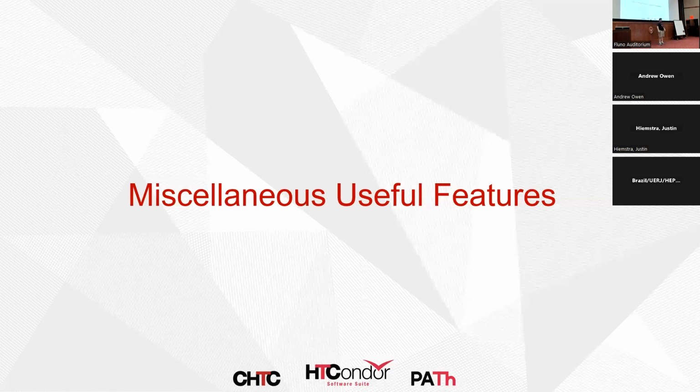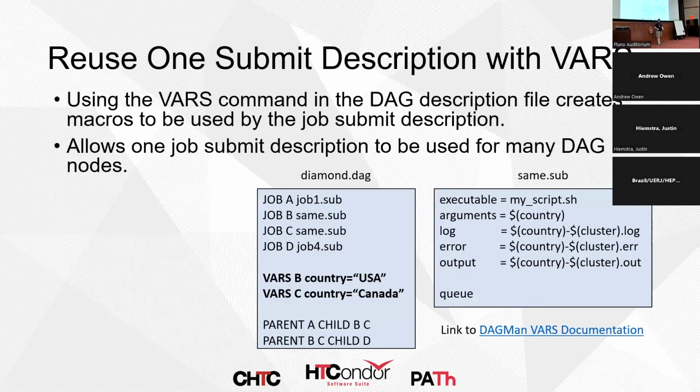Some other little bits and bobs that are kind of cool. I couldn't really find a category to put them in. If you want to reuse one submit description, so a submit file that's modular, we can use the VARS command. So this way you can declare, in our diamond DAG case, we have B and C, which are the middle nodes. They use the same submit file, but we just pass the macro or the variable country, and this will pass that modularity down. We can use that in the submit file there, and we're passing USA to my script for node B.